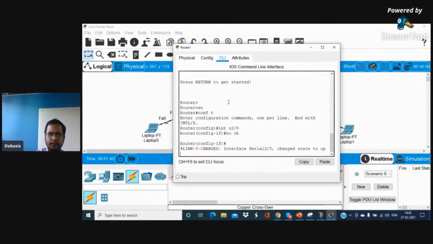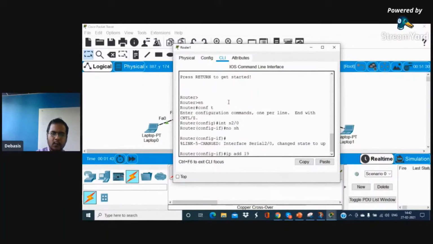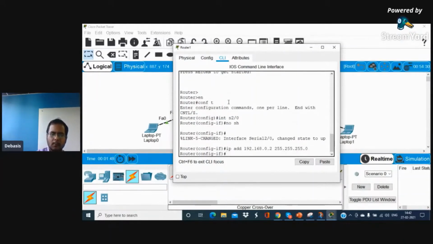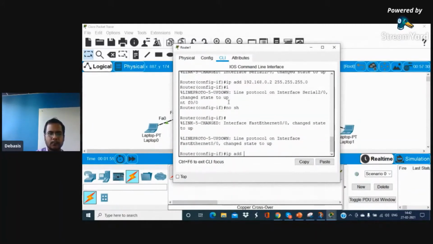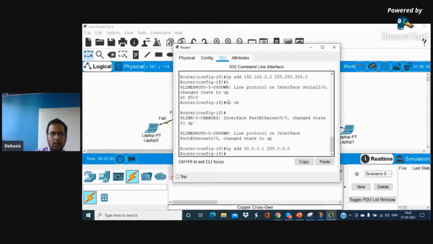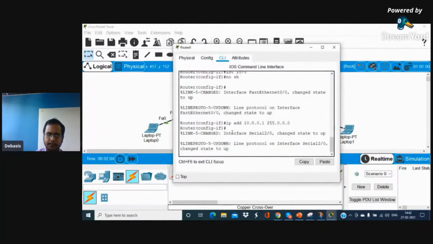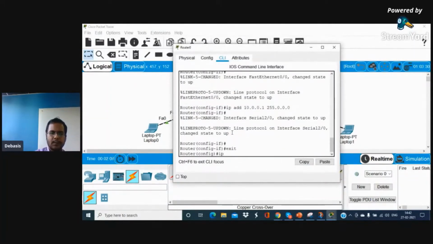On router B, on the serial port, give the IP address, say 192.168.0.2. And on the FastEthernet port, say 20.0.0.1. Now, to configure the static route on router A: ip route, the destination network is 20.0.0.0, the subnet mask is 255.0.0.0, and the next hop is the IP address of router B's serial port, that is 192.168.0.2.